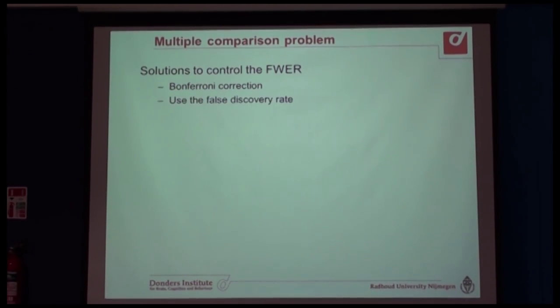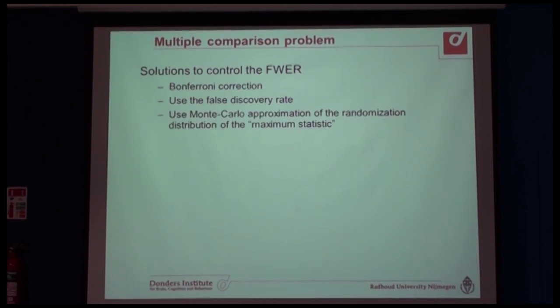The second method that is used a lot is the false discovery rate, the FDR. Using the false discovery rate, we're not controlling the number of false alarms, but we're controlling the expected proportion of false alarms. And it's considerably more sensitive than the Bonferroni correction. But the third way, and that's the way that I will explain in more detail in the remainder of the talk, is to use a Monte Carlo approximation of the randomization distribution of a statistic. And the statistic that we're using is the maximum statistic. All of the words in this sentence will become clearer in the remainder.